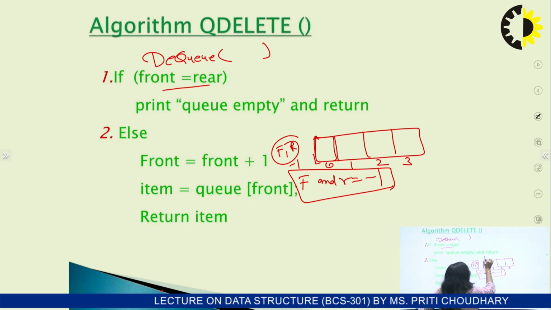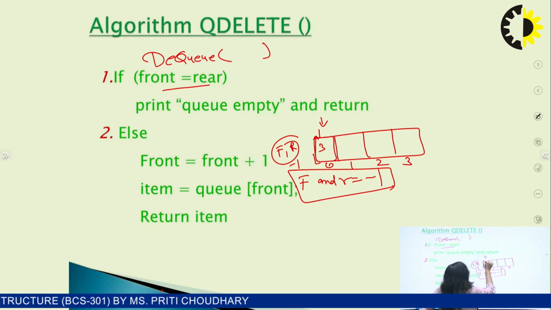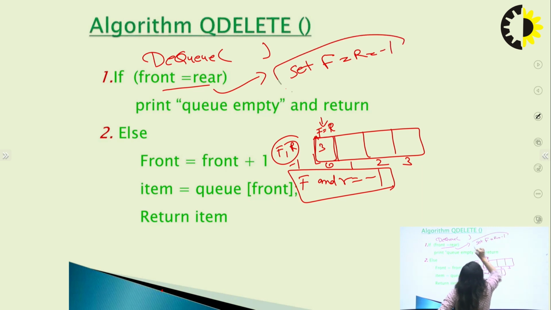Now can you insert first data 3, meaning use the NQ operation. Now check here: front value is here and rear is here. Means front and rear both values are 0. Now check: if front and rear are equal to 0, meaning equal to this one, then your data can easily be deleted and we set front and rear to -1.